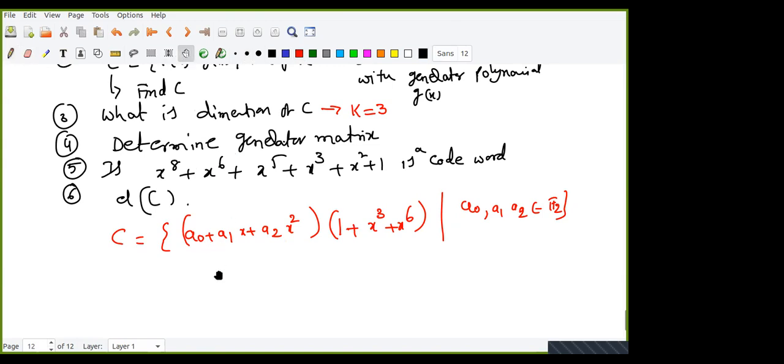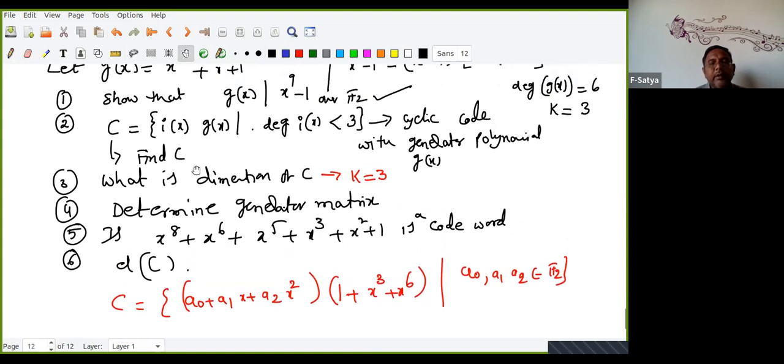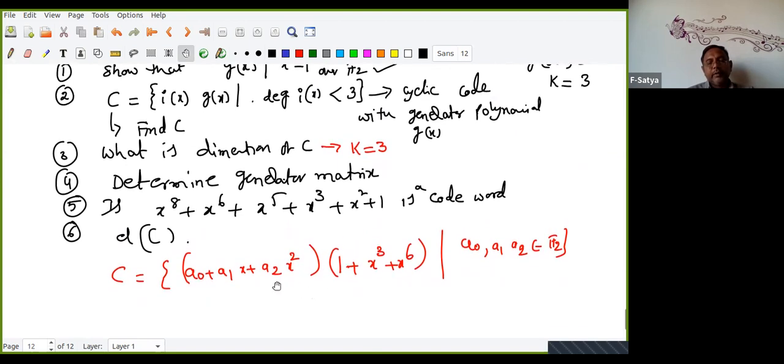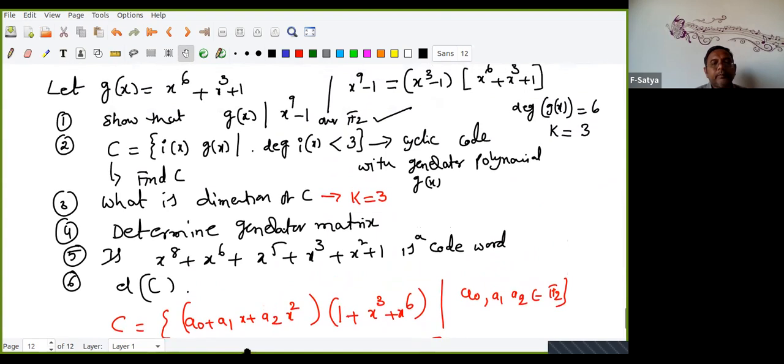What is the generator matrix? So one by one, you can understand here. I(x) is a polynomial, the degree of I(x) is less than 3, anything will work. Now the total product becomes polynomials of degree 8 at most, but all of them are divisible by g(x). This is common, right? Now, what is the generator matrix for this? Can you tell me? What is the first row?